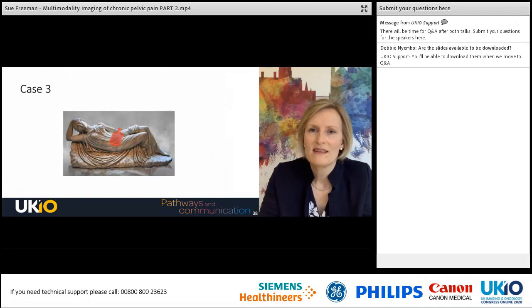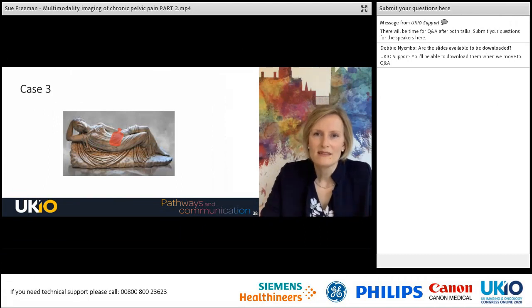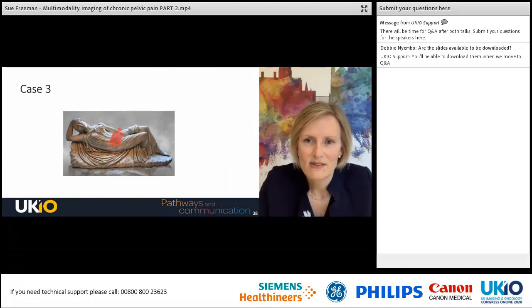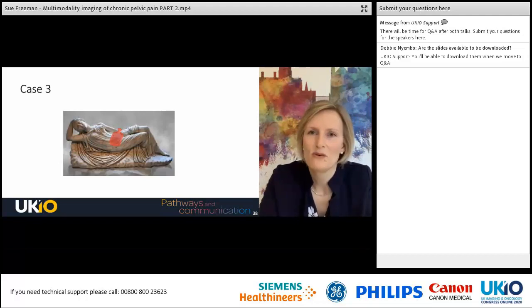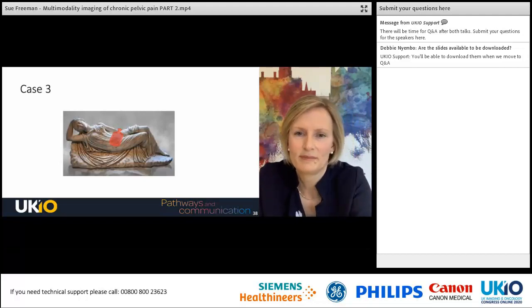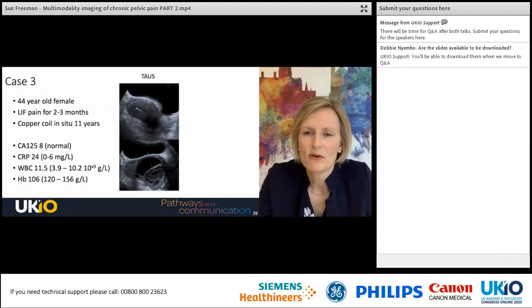So we've spent some time looking at endometriosis and adenomyosis, and we're going to move away from that completely now and move on to our third case. This is a 44-year-old female referred by her GP with left iliac fossa pain for several months. She'd had some change in bowel habit, and of note, she had had a copper coil in situ for 11 years.